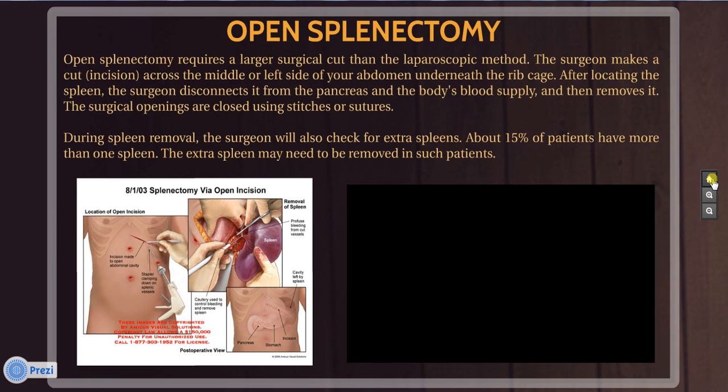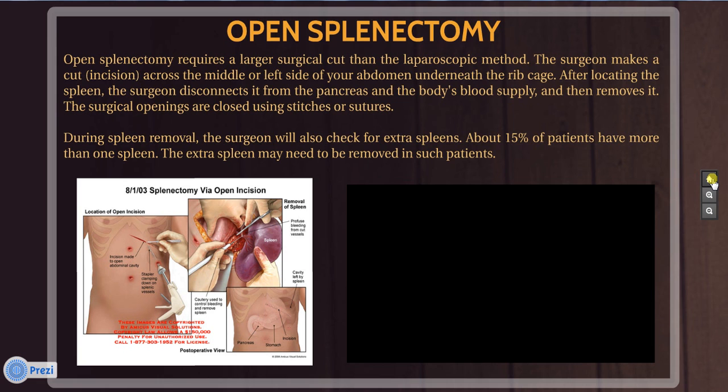Open splenectomy. Open splenectomy requires a larger surgical cut than the laparoscopic method. The surgeon makes a cut across the middle or left side of your abdomen underneath the rib cage. After locating the spleen, the surgeon disconnects it from the pancreas and the body's blood supply and thus removes it. The surgical openings are closed using stitches or sutures.